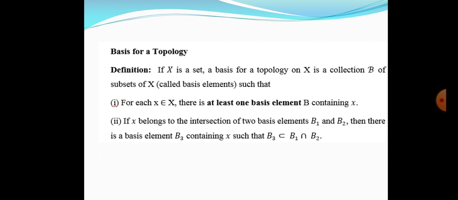For example, the set of open intervals (a, b), a subset of capital R, the set of all real numbers, such that a and b belong to Q, the set of all rational numbers, is a basis. So this is one example for the basis.